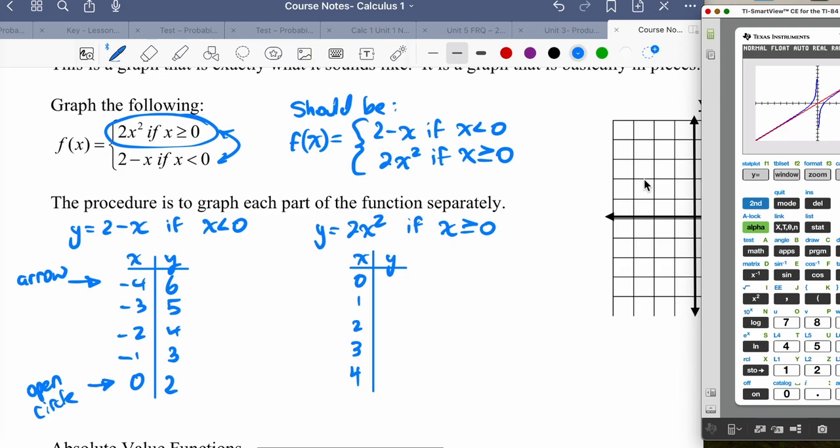2x squared has a vertex at the origin, so that first x value is going to be the vertex. So I don't really need to go out too far, but I can if I want. Closed circle, because we're including the 0, and we have no upper restriction. There's no upper bound for this. We can go on to infinity, so whenever that happens, we throw an arrow.